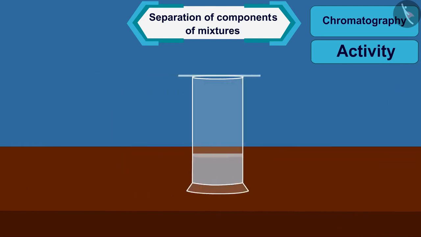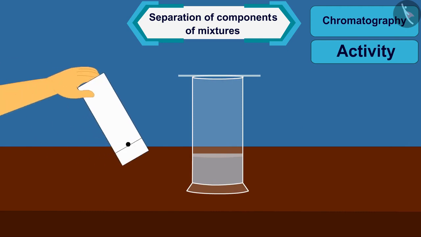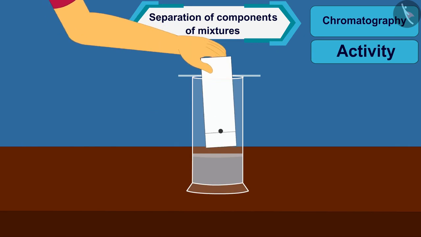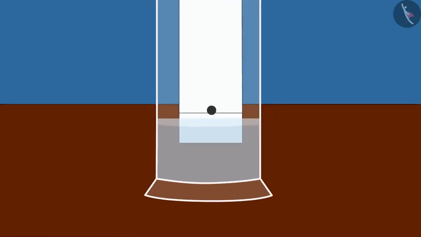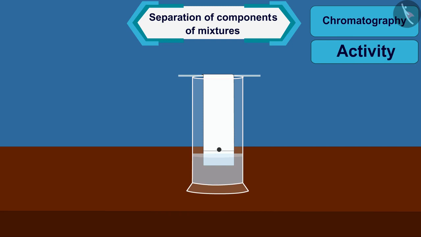Now, take some water in a jar and keep this filter paper in such a way that it stays just above the surface of water. Now leave it undisturbed. What do you see? Different colors are seen on the filter paper. How did this happen? Why did this happen?